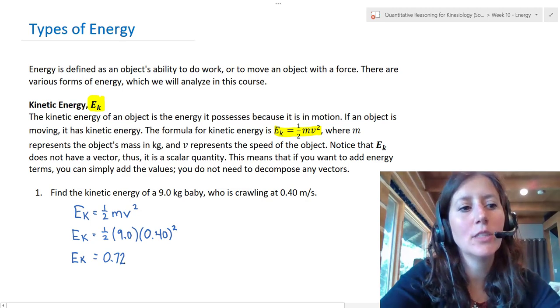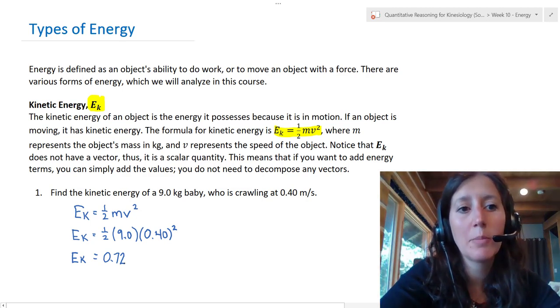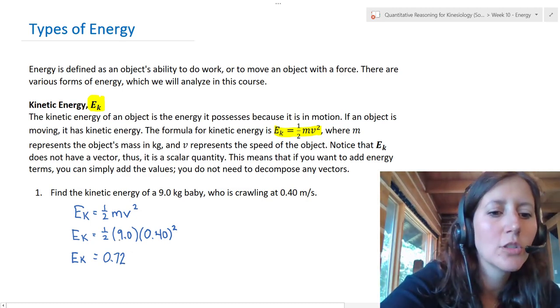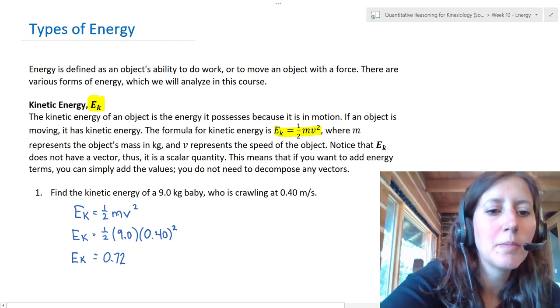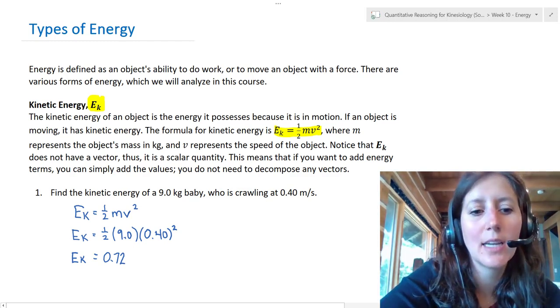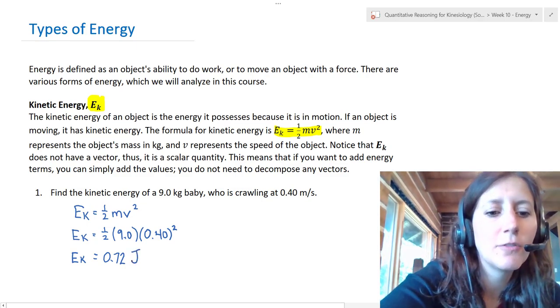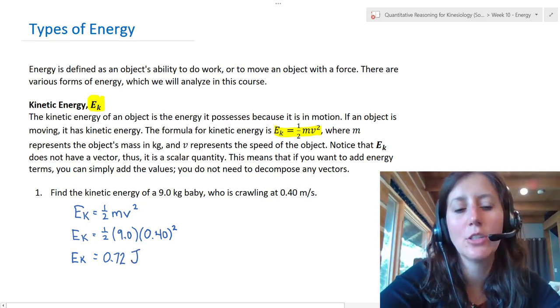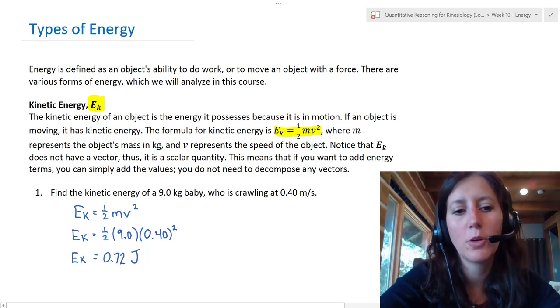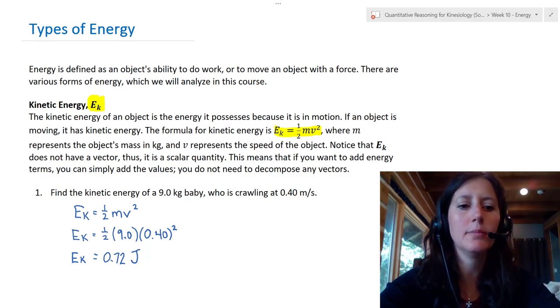Now the SI unit for energy, no matter which type of energy, is the joule. So as long as your units that you put in for mass and for velocity were in SI units, then for energy you're going to have joules. So that's why you want to make sure if the units were not given to you as SI units, you need to convert them first before you sub them into the equation.